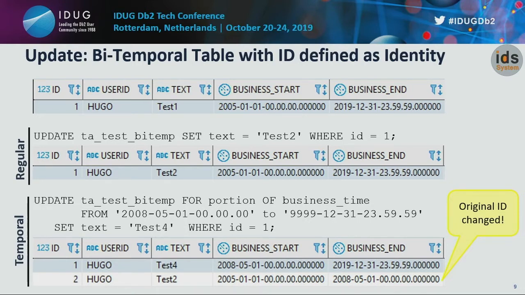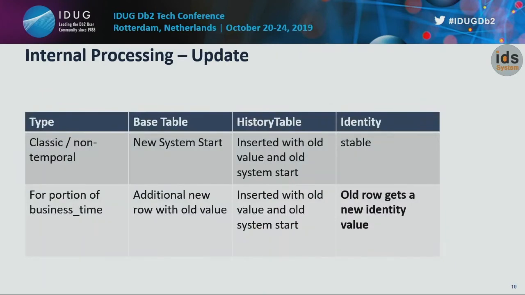Okay. So what about the delete? Oh no, first a little summary slide on that. This means for a non-temporal update, you get a new system start. I haven't shown that because it didn't fit on the slide, but believe me, it will also insert it in the history table. I really hope you believe me. This is what is done in the background for us. The identity is stable. But doing a temporal update, this is what happens. The old row gets a new identity value, and this is something which is very, very, very scary in a data warehouse environment.